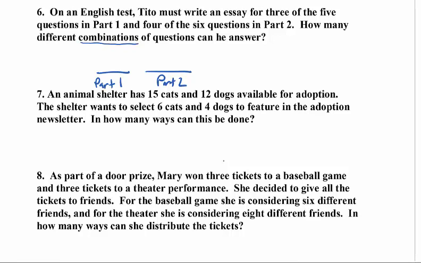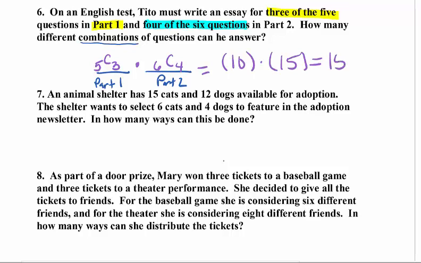When we talk about part 1, we have 3 of 5, so that is 5C3. And for part 2, we have 4 of 6, so that is 6C4. Put that in our calculator. I, again, would not do it all at the same time. That would give me 10 times 15, which is 150 ways.